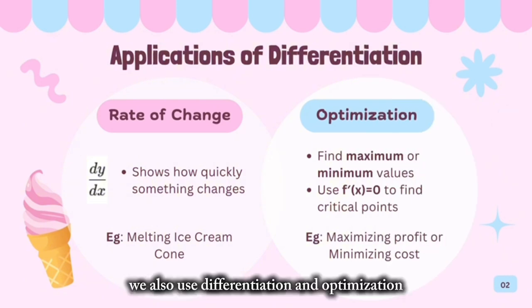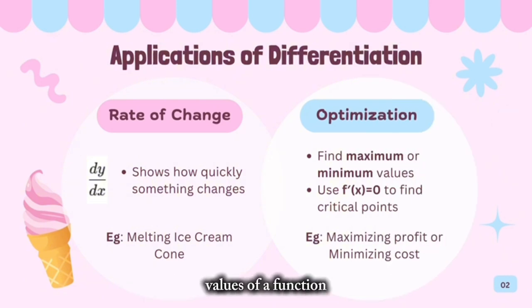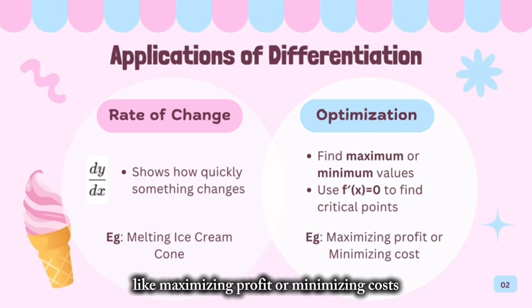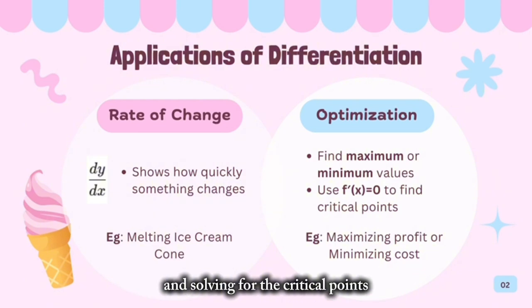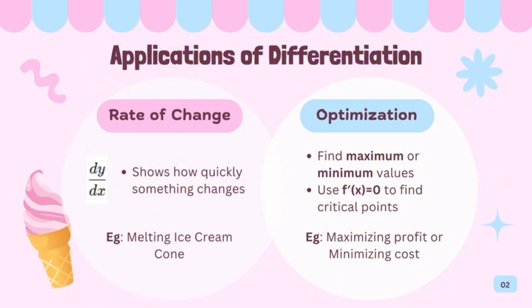We also use differentiation in optimization, where we find the maximum or minimum values of a function like maximizing profit or minimizing costs. We do this by setting the derivative equal to 0 and solving for the critical points.